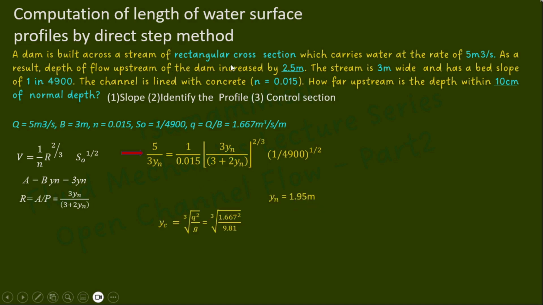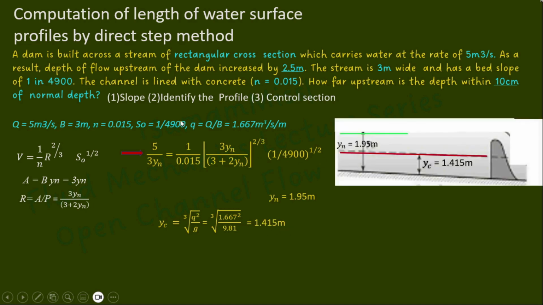For this rectangular channel, critical depth can be calculated as yc equal to cube root of q square by g. The discharge per unit width equals 1.667 meter cube per second per meter, so yc is obtained as 1.415 meter. In this problem, yc equals 1.415 meter and yn is 1.95 meter. Yn is greater than yc, so this channel is a mild sloped channel.